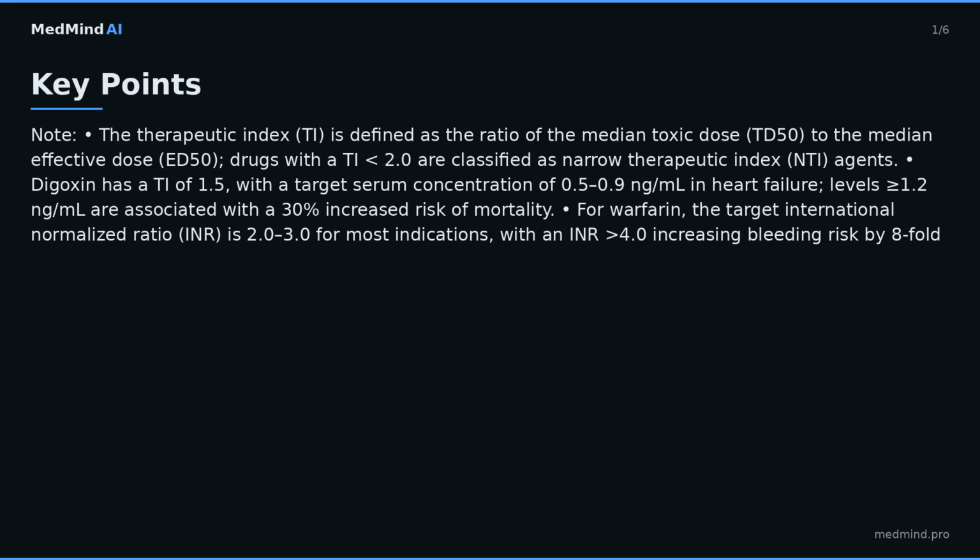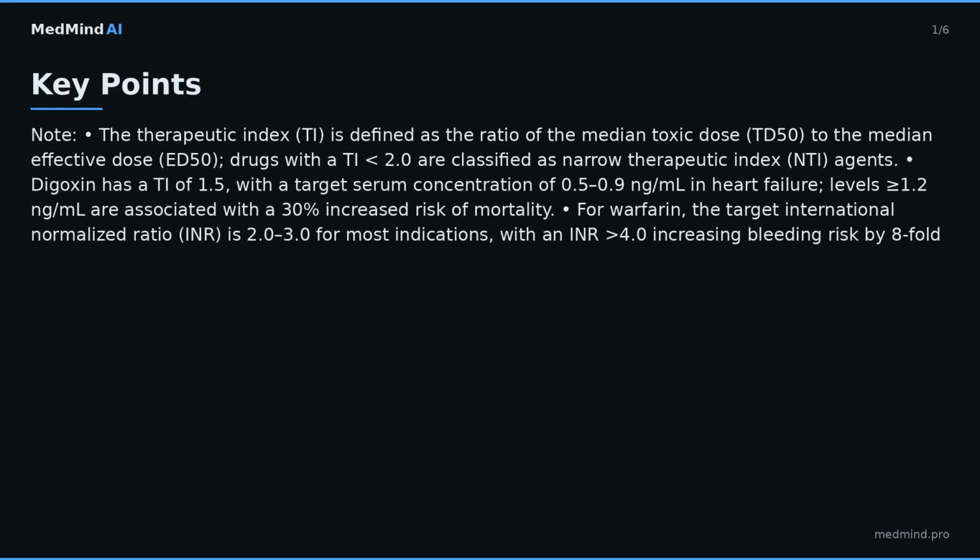Phenytoin exhibits nonlinear, Michaelis-Menten, pharmacokinetics. A serum concentration greater than 20 micrograms per milliliter increases the risk of ataxia and nystagmus by 45%, and greater than 30 micrograms per milliliter carries a 12% risk of coma. Theophylline has a TI of 1.8, with a target range of 5 to 15 mcg/ml. Levels greater than 20 micrograms per milliliter increase the risk of seizures by 25% and arrhythmias by 18%.